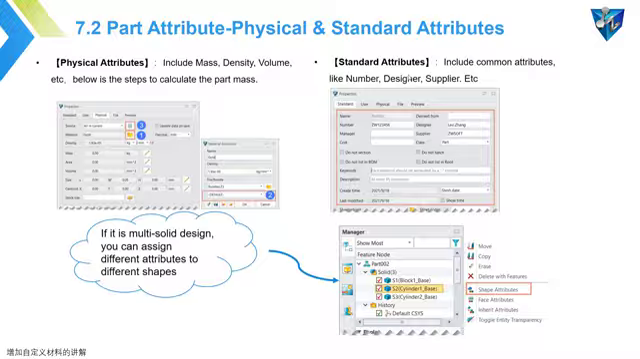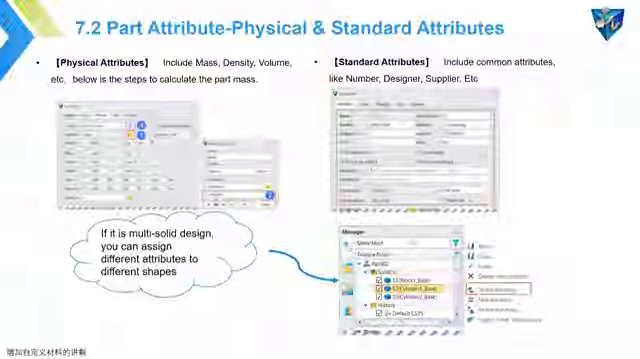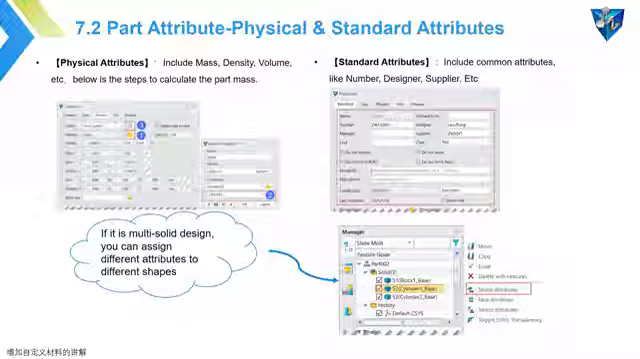And both physical and standard attributes can be inherited in 2D sheet. Besides that, as you know, ZW3D provides multi-solid design. So you can assign different attributes to different solids. They can also be inherited in 2D sheet. Now let's move over to ZW3D to show you more details.